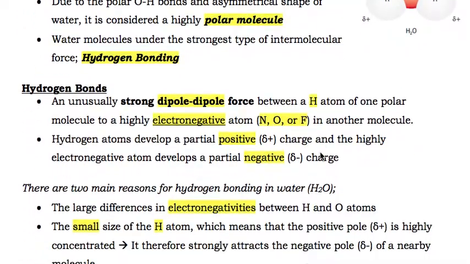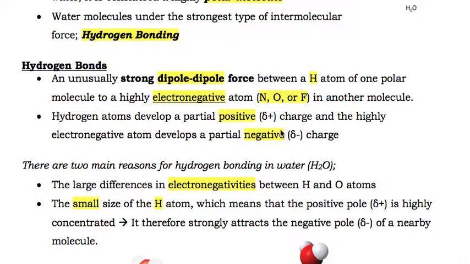So there are two main reasons for hydrogen bonding in water. One, the large differences in electronegativities between hydrogen and oxygen atoms. Recall that hydrogen is at the very left of the periodic table, and oxygen is closer to the right side, where the electronegativity is higher.